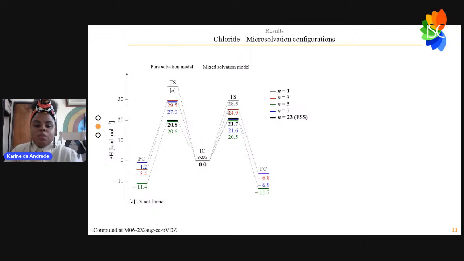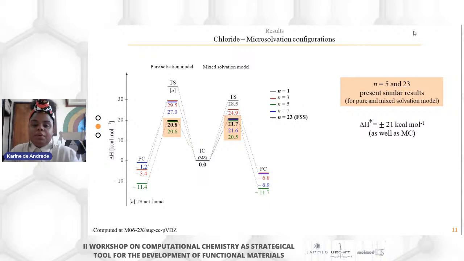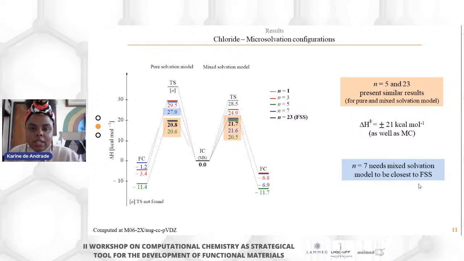I also put here the complete first solvation shell to compare the energy barriers. Okay, initially we can see that only with 5 water molecules, the energy barriers calculated were very similar using pure and mixed solvation models, about, one more time, 20 kcal per mole. With 7 water molecules, the energy barrier calculated only approximated the first solvation shell when we used the mixed solvation model. So we need the continuum model to obtain energy barriers closest to the first solvation shell.